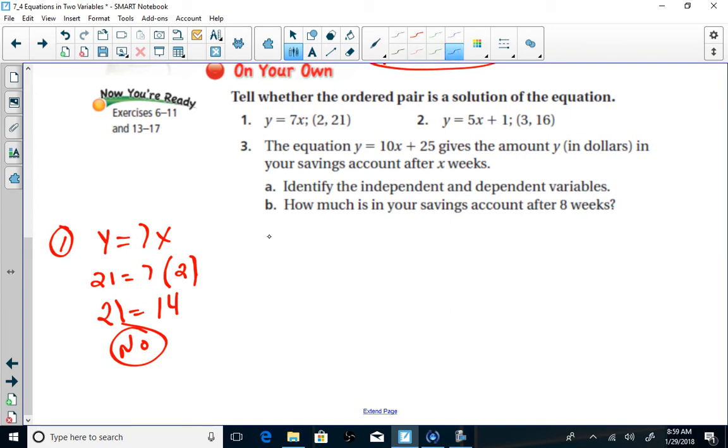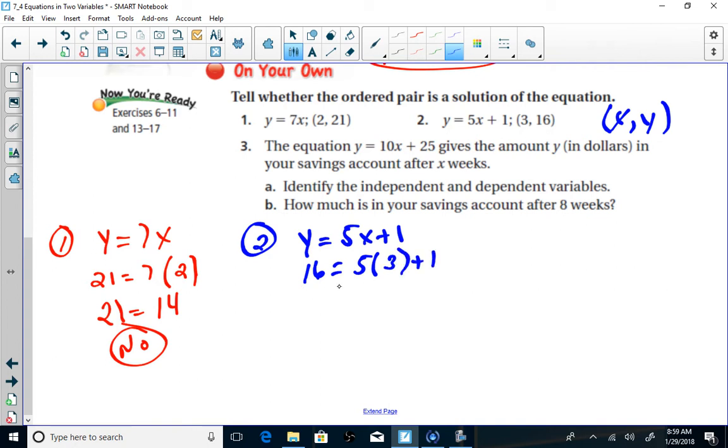All right, let's try problem 2. Write the equation. y is equal to 5x plus 1, right? I write my equation. I want to see, is the given ordered pair a solution of that equation? 3 is my x value, 16 is my y value, because every ordered pair, right, is an x value and a y value. So I'm going to replace y with 16. I'm going to replace x with 3.